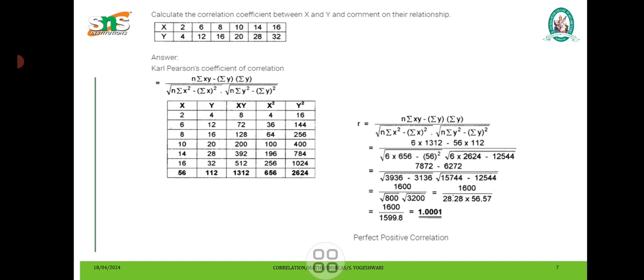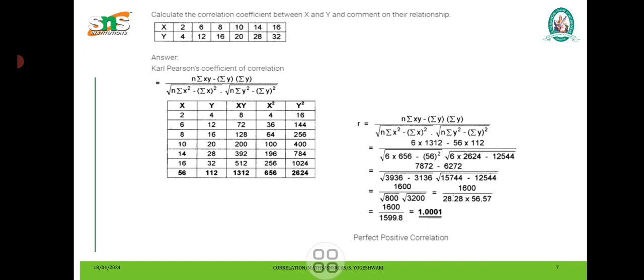The formula is there, and in the table the x values and y values are put down, and both are multiplied to get xy. For x squared we square all the values in x, and also the y values are squared in the table. So the summation values are there. Summation x is 56, summation y is 112, summation xy is 1312, summation x squared is 656 and summation y squared is 2624.